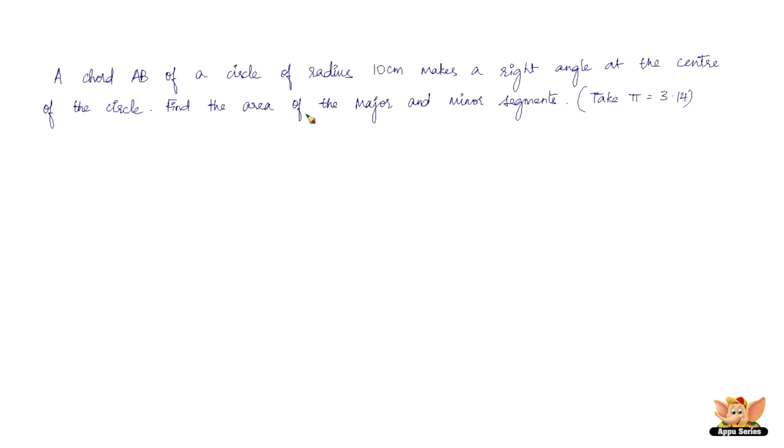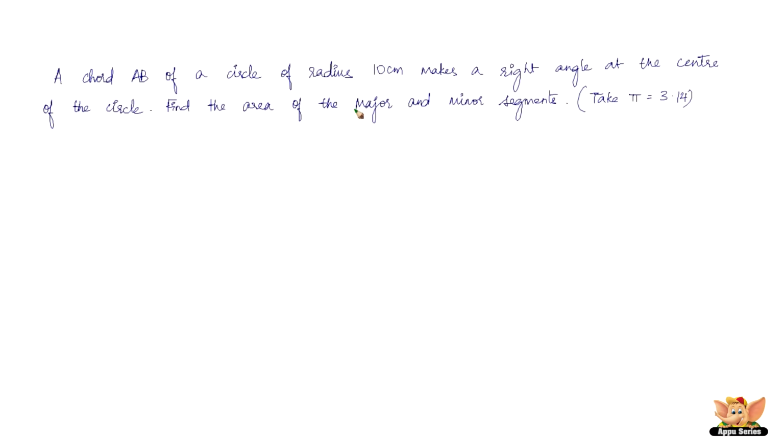Here we have to find both the minor segment and the major segment, which is not a very tough task, because once you find the minor segment, all you have to do is subtract that from the total area of the circle, and then you get the major segment. We've done similar stuff in the sector of a circle and its area.